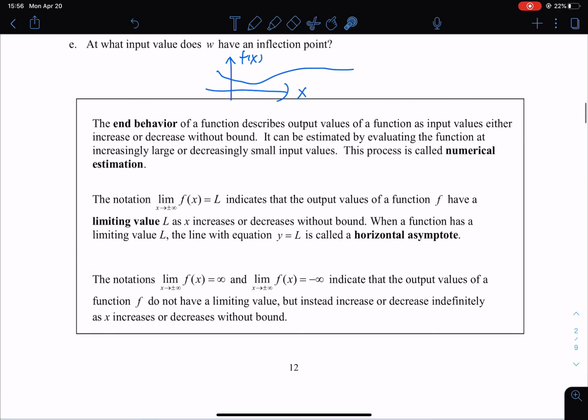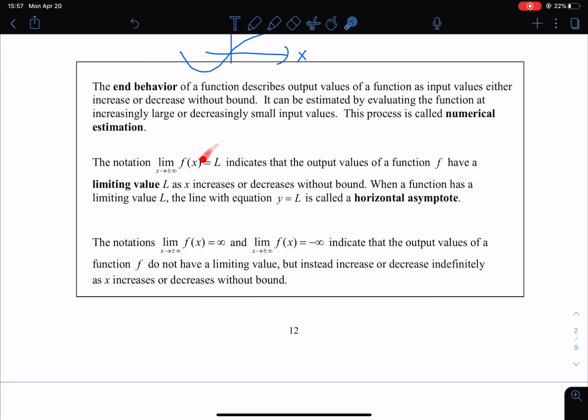So the limiting value, after we talk about the end behavior, we have this notation: limit as x goes to positive infinity, that means x goes in this direction. If the result is a number L, that means it is not positive infinity and not negative infinity, it stays the same. So for example, let's try this one. You can see when x goes to infinity, the corresponding f of x stays the same, then we can use this notation. And this L is called a limiting value.